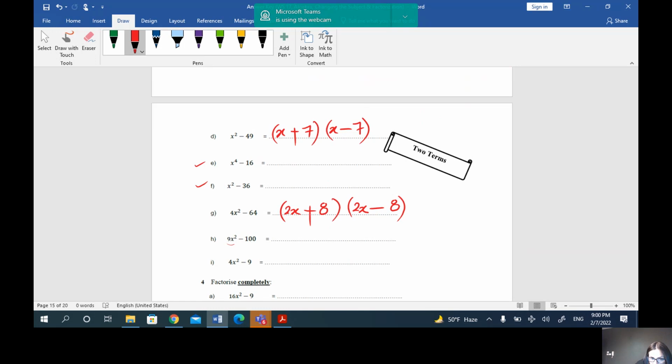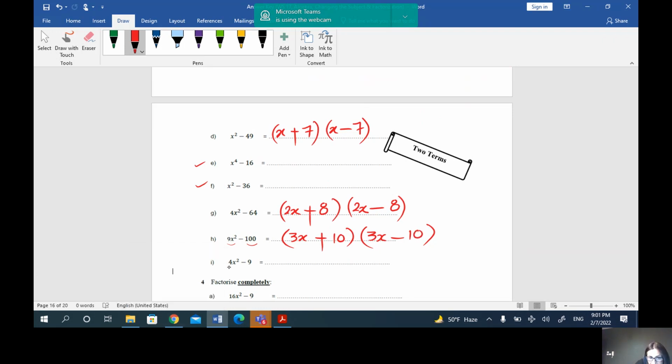This is a squared and this is a squared. How do I know? 3x times 3x will give me 9x squared. 10 times 10 will give me 100. So in this case, we open two brackets. One will take the addition, the second will take the subtraction. 9x squared is 3x times 3x, and the 100 will be 10, 10.